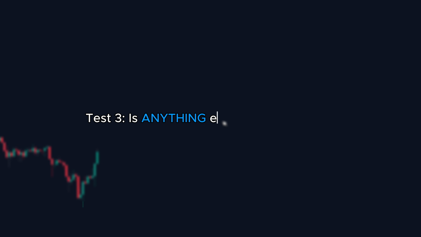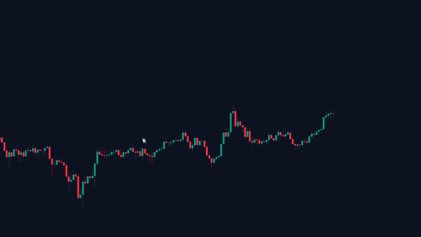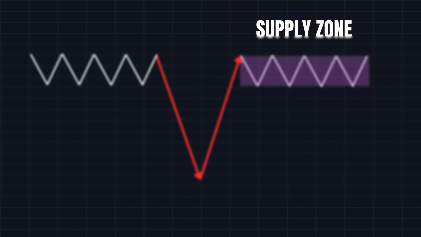Test 3. Is anything else happening here? Confluence is when you have a bunch of reasons to take a trade all lining up in the same spot. A zone with confluence is an A++ setup. I look for 3 main types. Number 1, confluence with market structure.